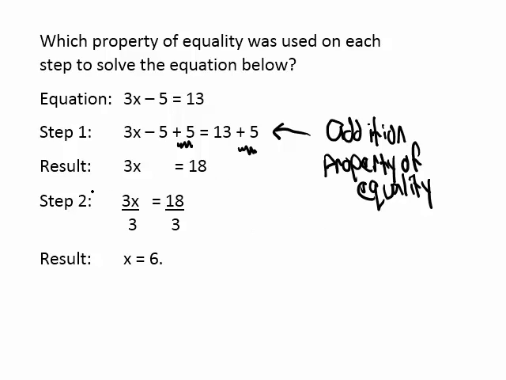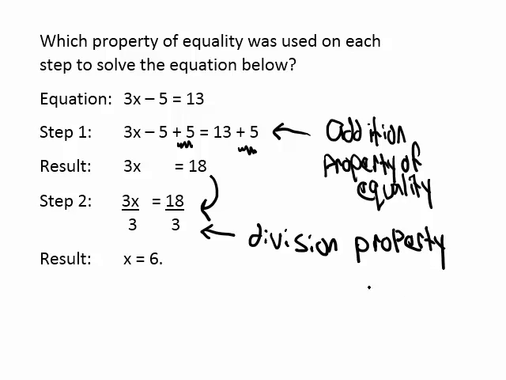Alright, let's look at the second step. So after we added 5 to both sides of the equal sign, we ended up with 3x equals 18. And then to get to step 2, we divided both sides by 3. So what we did on step 2 is we used the division property of equality, because the division property of equality tells us that we can divide both sides of an equation by a number. So division property of equality.